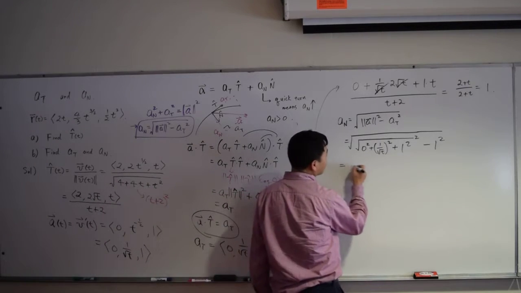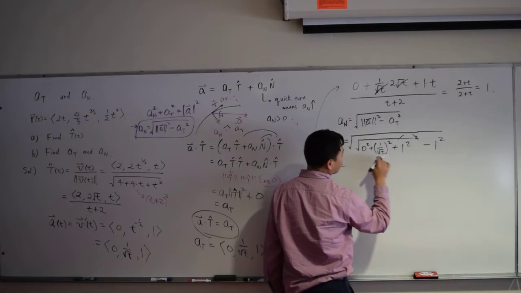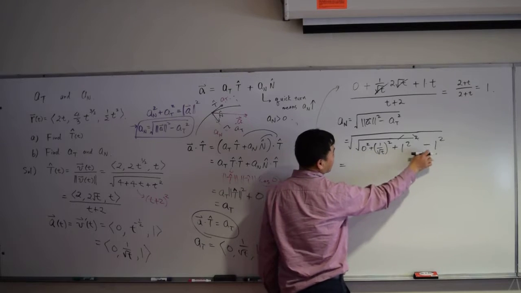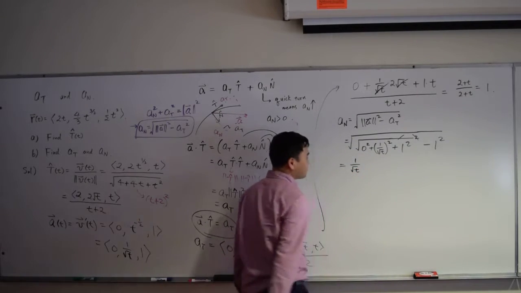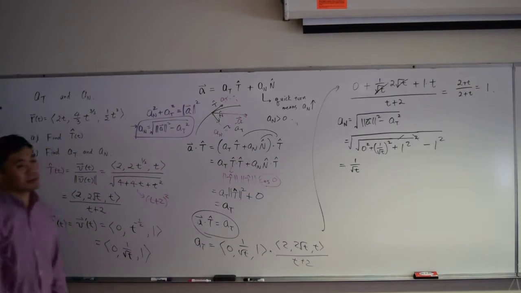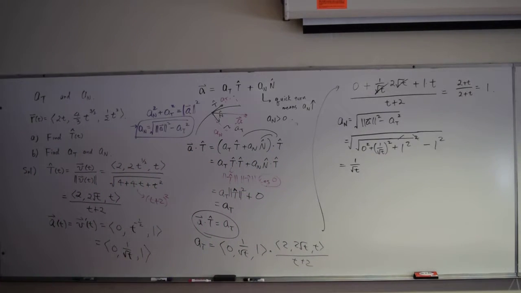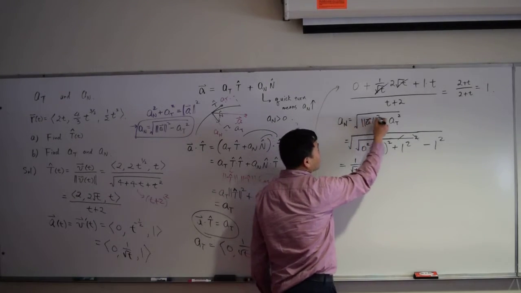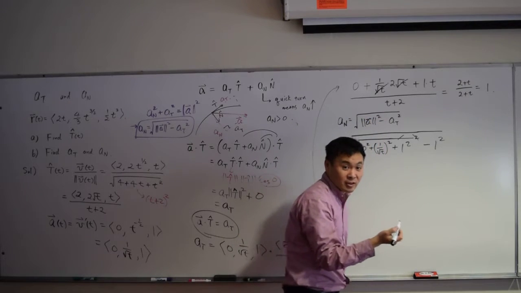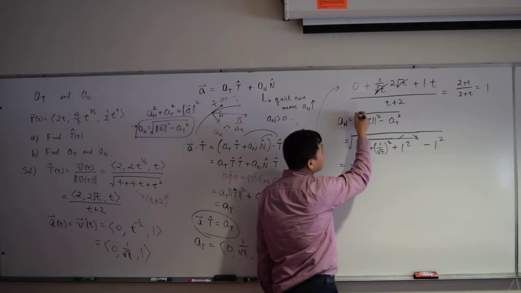Okay, and then these cancel, and then 1 minus 1 is 0, so you end up with just 1 over square root of t. Yes? Why is there 2 square roots? No, how do you calculate the norm of a? You need the square root, right? Yeah. And then the formula itself has a square root.